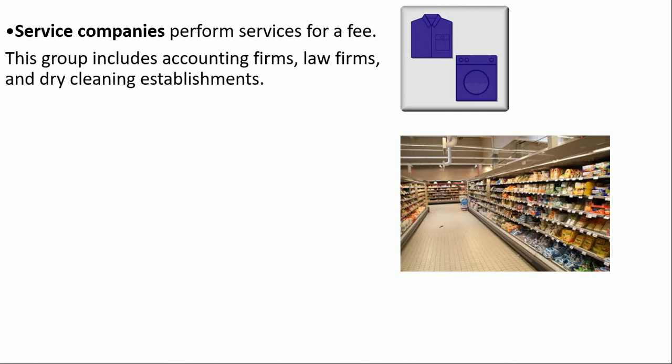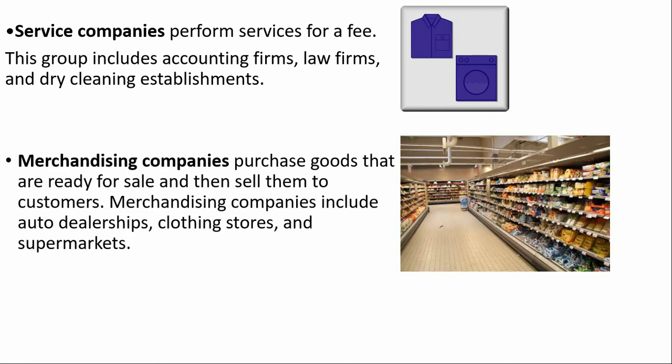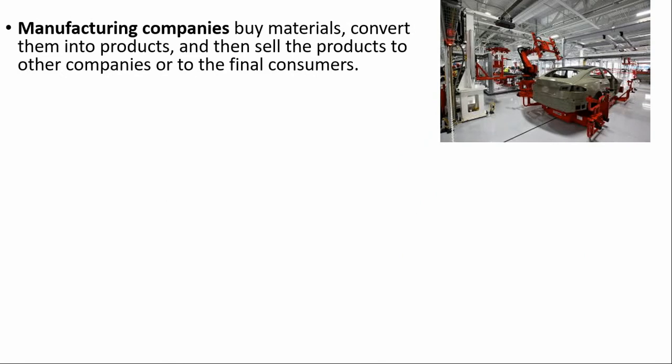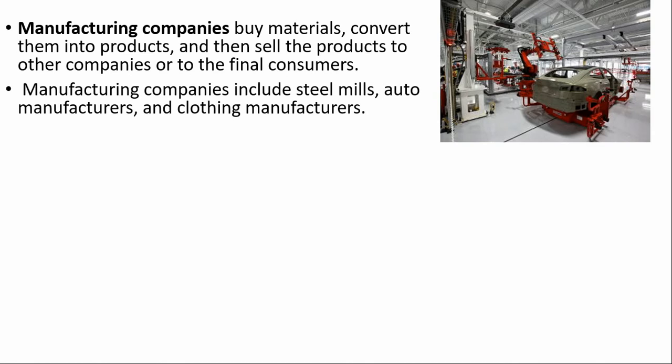Service companies perform services for a fee. This group includes accounting firms, law firms, and dry cleaning establishments. Merchandising companies purchase goods that are ready for sale and then sell them to customers. Merchandising companies include auto dealerships, clothing stores, and supermarkets. Manufacturing companies buy materials, convert them into products, and then sell the products to other companies or to the final consumers. Manufacturing companies include steel mills, auto manufacturers, and clothing manufacturers.